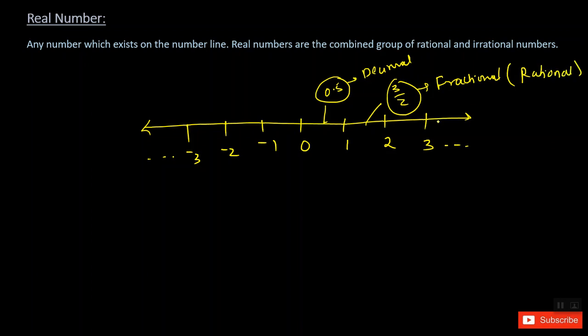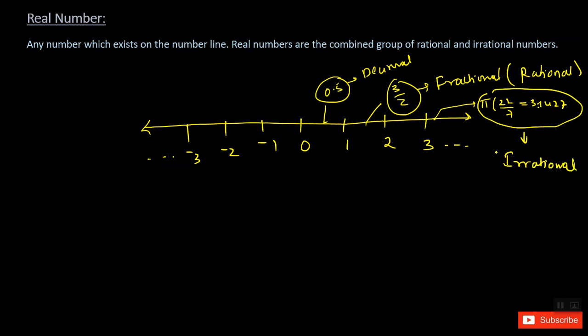Let's take another example. If I choose some value somewhere over here, the value here is going to be pi, that is 22/7, or it's equivalent to 3.142 something, right? So this is 3.142 something. This type of representation we call irrational numbers, and so on.